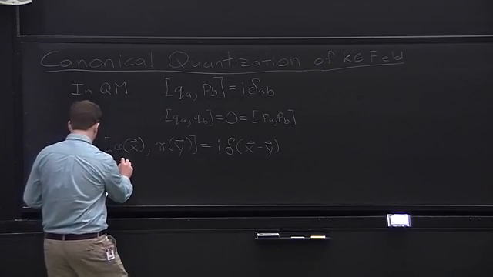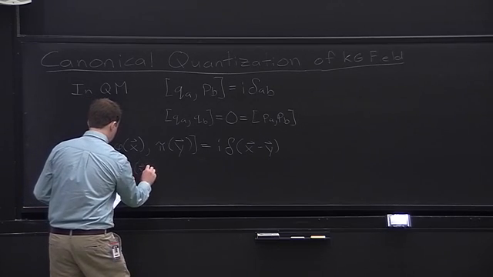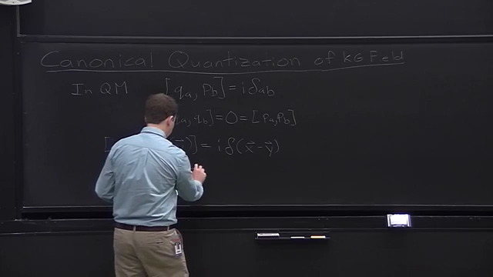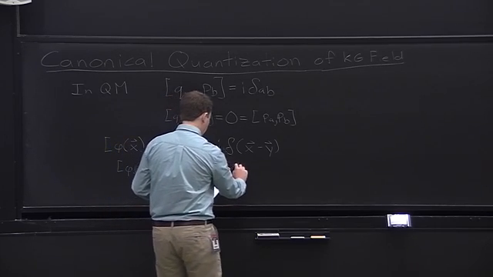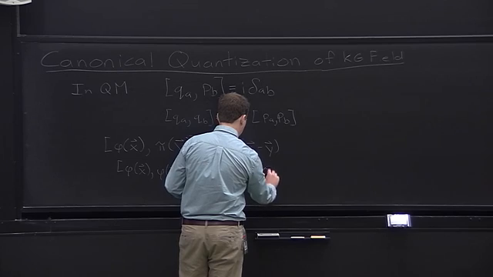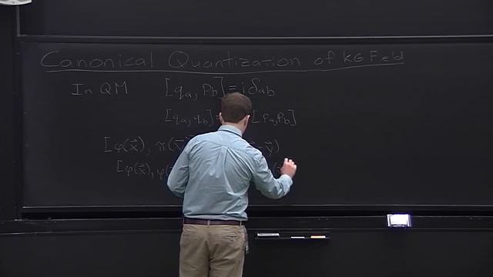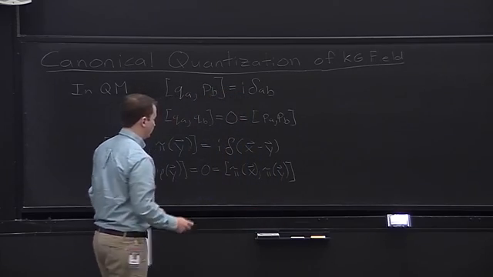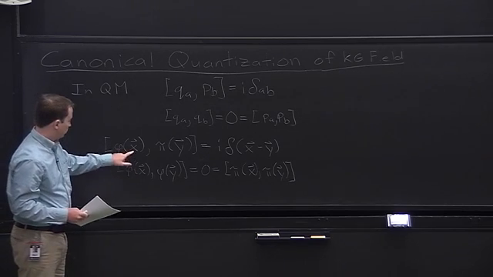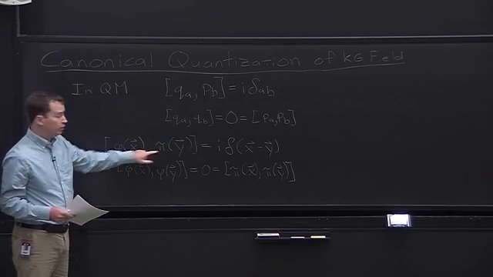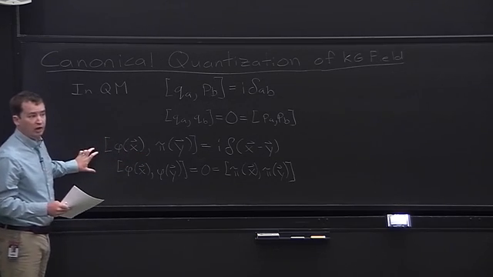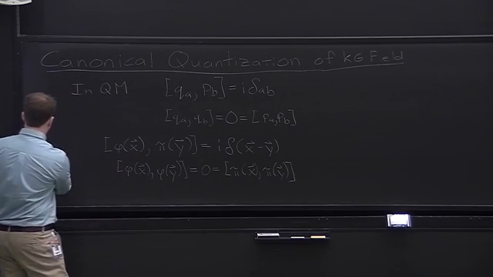And similarly, we should impose that the field operators commute with themselves, as do the momentum operators. And so here, notice I've written the arguments of the fields and momenta as 3-vectors. That's indicating that we're in the Schrodinger picture. So we'll come to the Heisenberg picture later, but all of this is in the Schrodinger picture.